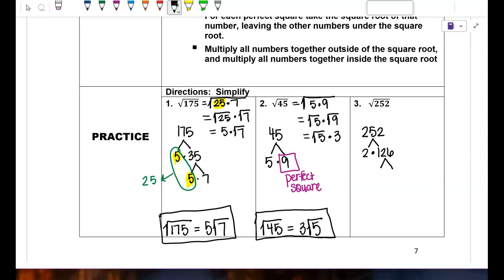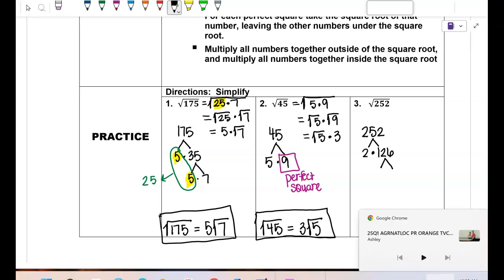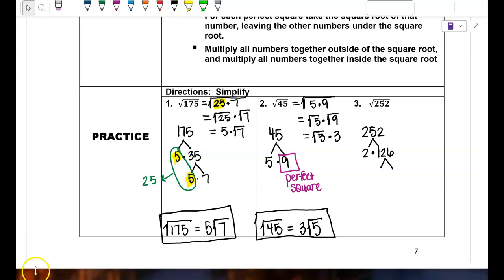So 126, again, some of you may realize there's other numbers, but it's an even number, so I know 2 goes into that. So 2 times what would give me the 126? 63. So again, there is a set of numbers times itself. So I know I have one perfect square there. Okay, 2 times 2 is 4. So I have one perfect square represented there.